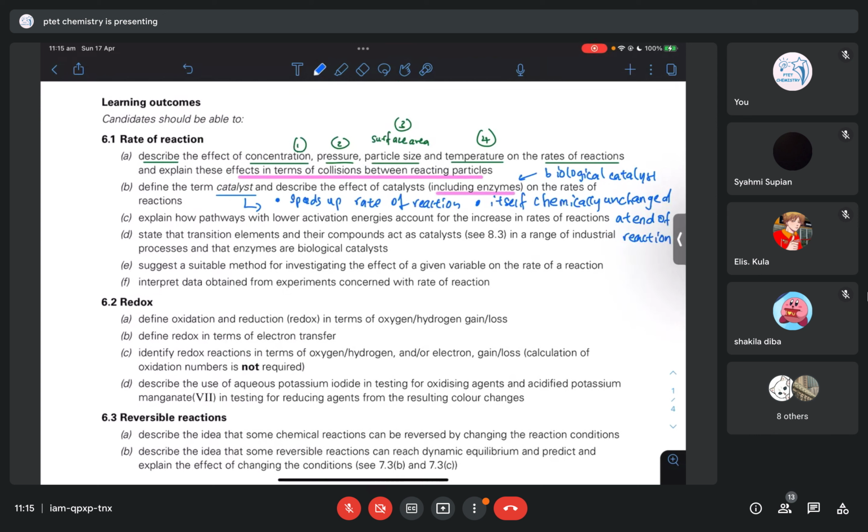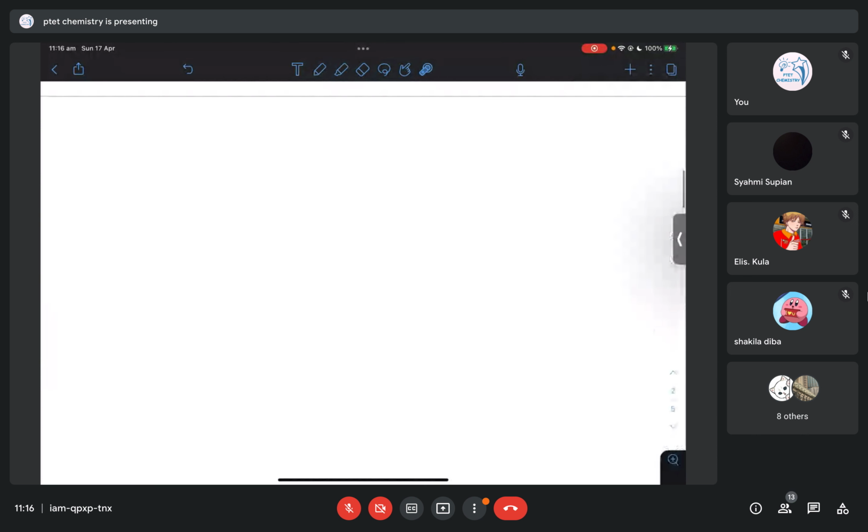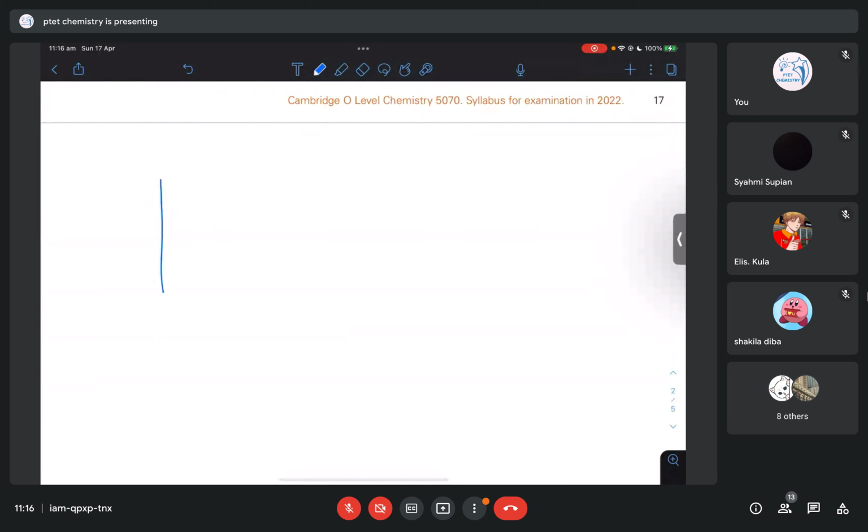This very next thing, part C, is about this pathway with a lower activation energy, increasing the rate of reaction. Why is the rate of reaction getting faster? Rate increases because of lower activation energy, as I mentioned from the reaction profile diagram. How is the activation energy lower? Because there is a different pathway. Why is there a different pathway? Because you use a catalyst. So what does a catalyst do? A catalyst simply doesn't just destroy the original activation energy.